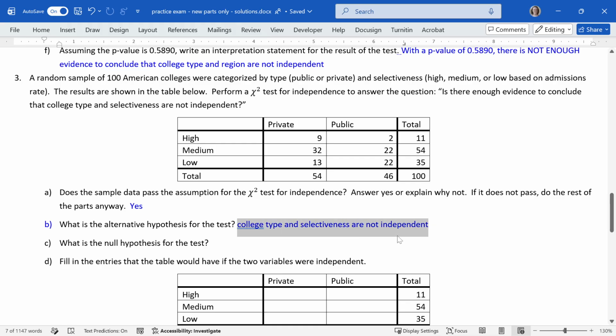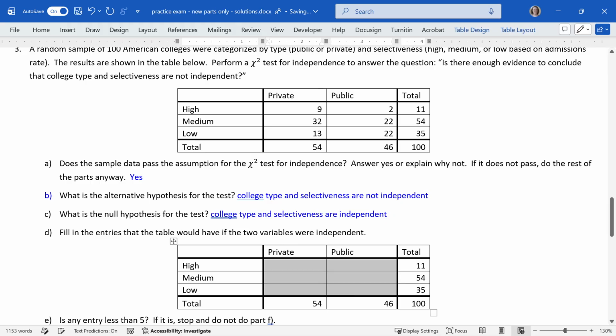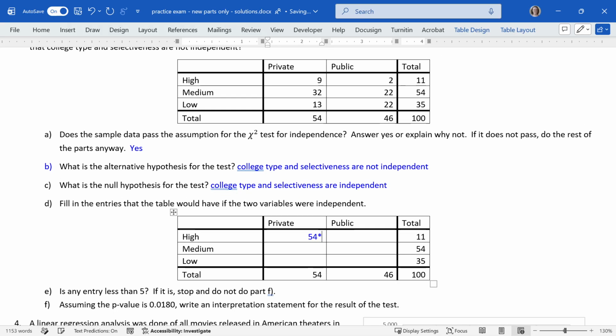So college type and selectiveness are not independent. That's what we're trying to show. So for our null hypothesis, we're going to suppose that they are independent and see what that would look like. So now we need to fill in what this table would be if the two variables were perfectly independent. So once again, we're just doing the two totals, divide by the table total. Here I made it 100 just to help you guys out. Easier calculations. Oh, these are both 54. That's weird.